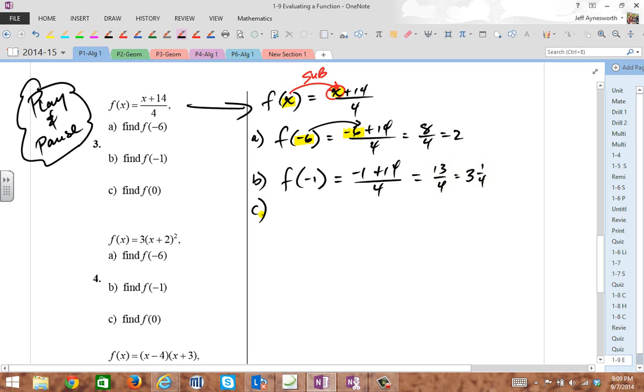Did you get it right? If not, check your work, fix it off to the side, and mark your mistakes. All you want to do is substitute in wherever you see x. Next one, f of 0. Pause the video, give it a shot.